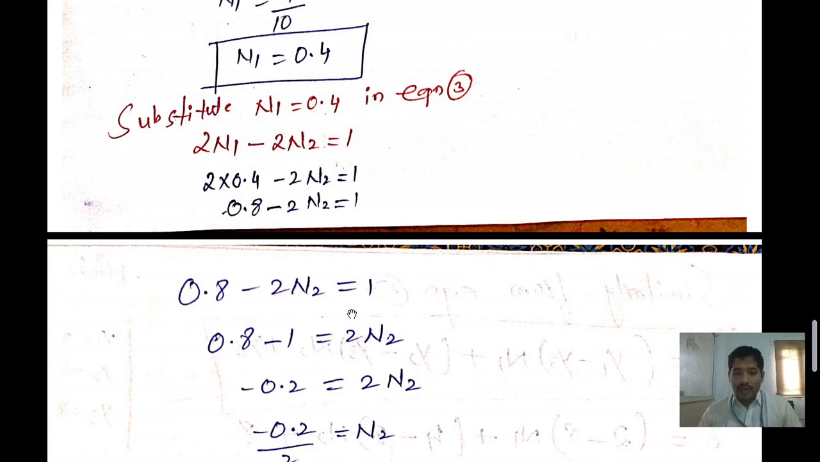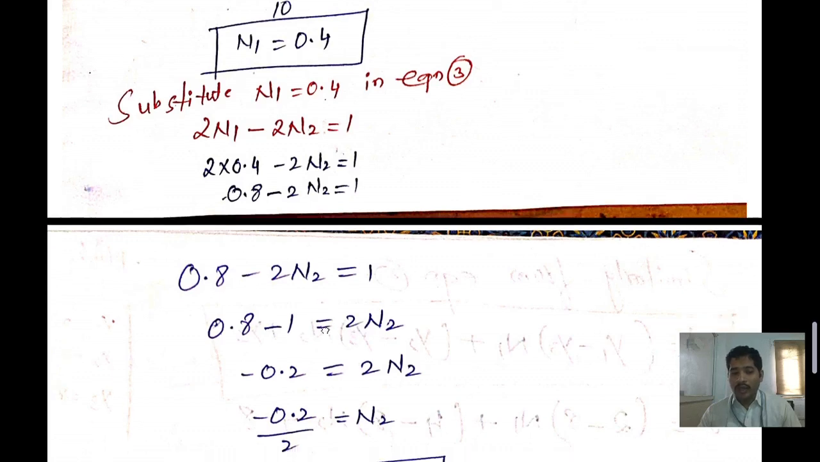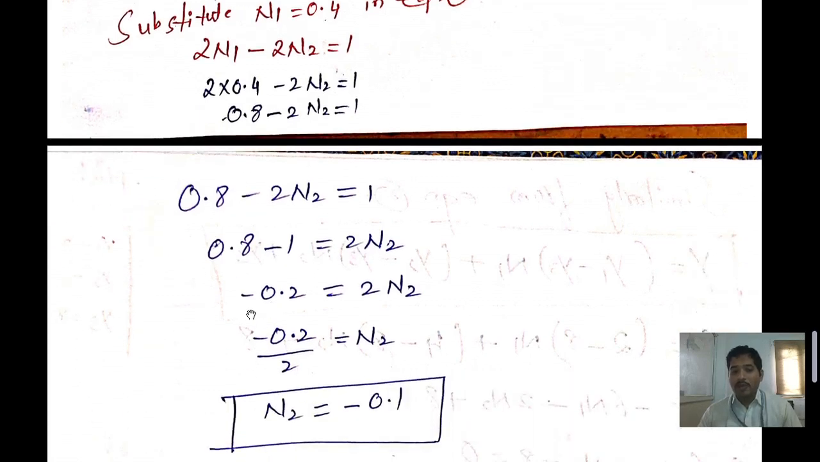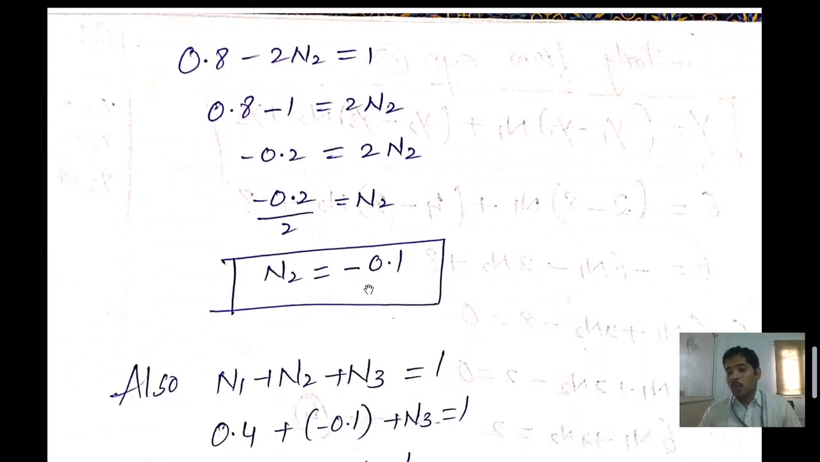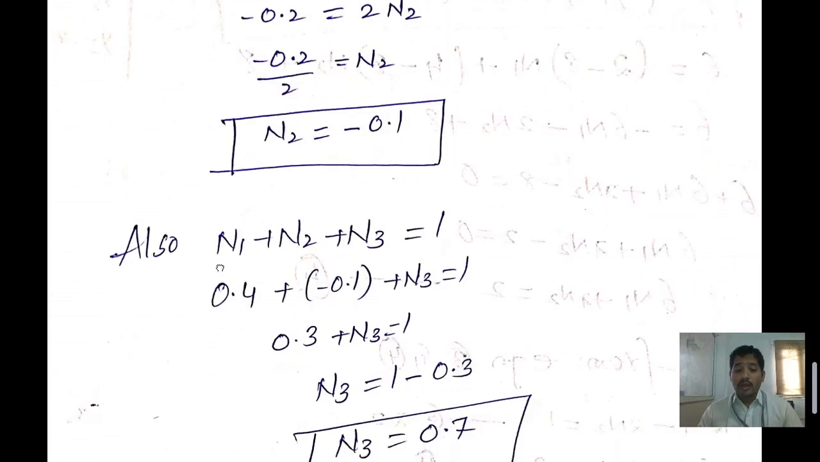So after that, if this value is moved toward this side, it becomes minus 1 equal to 2 n2. If you subtract this value, it will become minus 0.2 equal to 2 n2. If you divide this value, then you will get the answer: n2 value is how much? Minus 0.1.